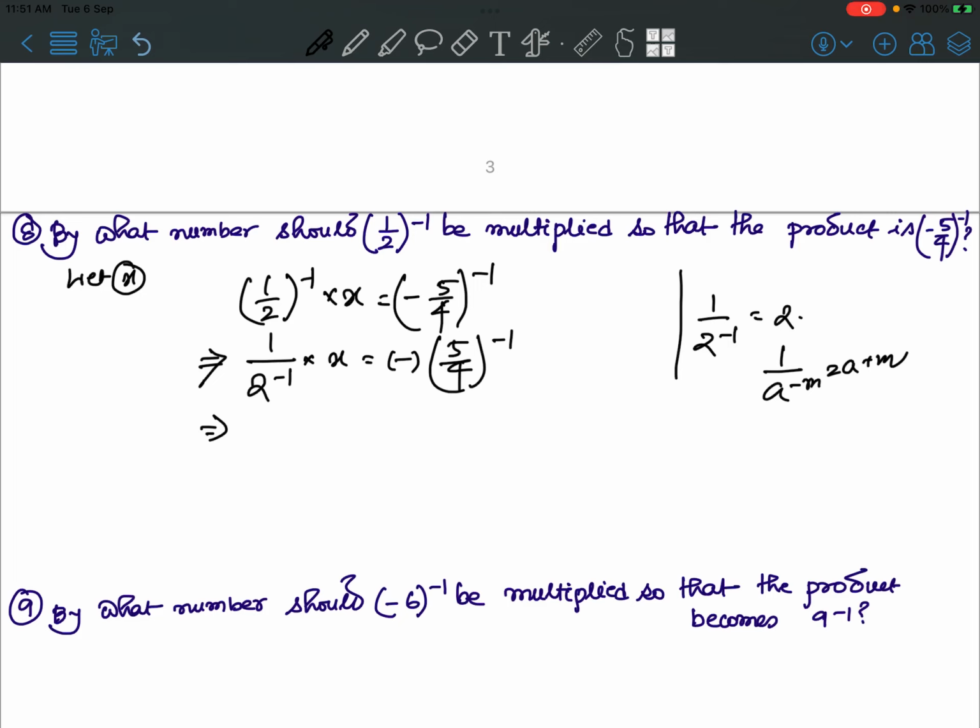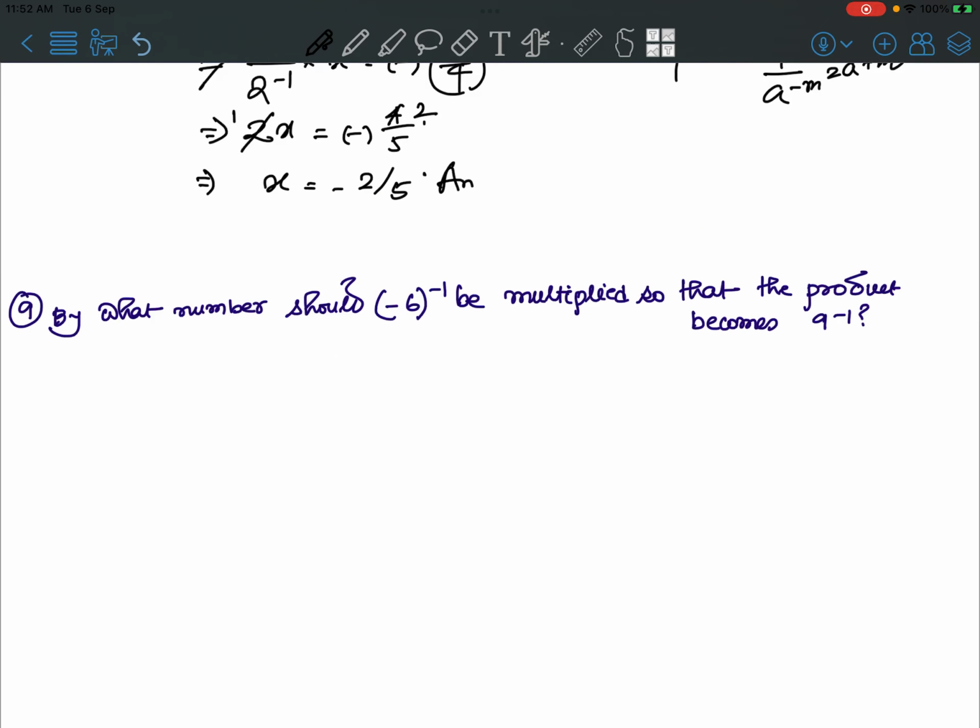So now we can write (1/2)^-1 as 2 and multiply with x. So we can write (5/4)^-1 as 4 by 5. Then cancel out. Then x equals, we can write it as minus of 2 by 5. This is the answer.